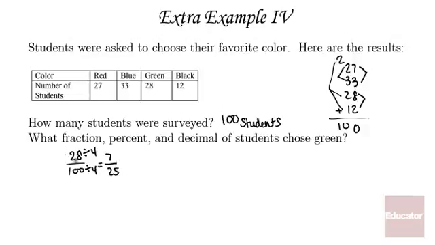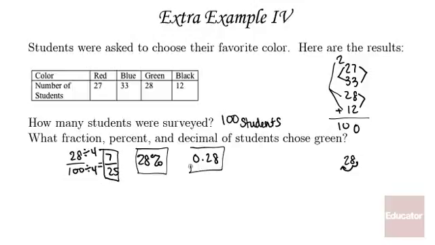As a percentage, I have 28, so it's going to be 28%. And to change it into a decimal, I'm going to move the decimal to the left twice, and it's going to be 0.28. So the fraction of students that chose green was 7 over 25. The percent of students that chose green was 28%. And the decimal of students that chose green was 0.28.